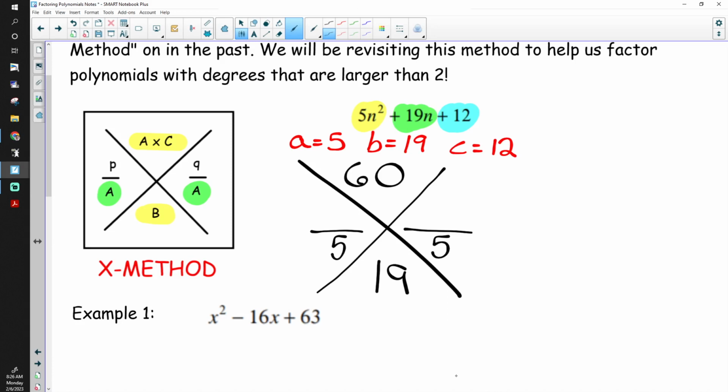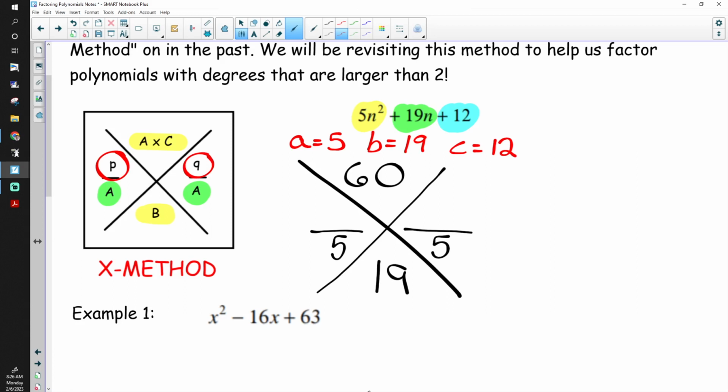The hardest part is finding that p and the q. Those are your what's called factors. These right here are the answers to factoring a quadratic. To find p and q, we need to find two numbers that follow two specific rules.